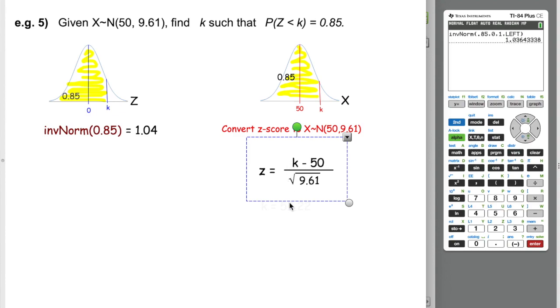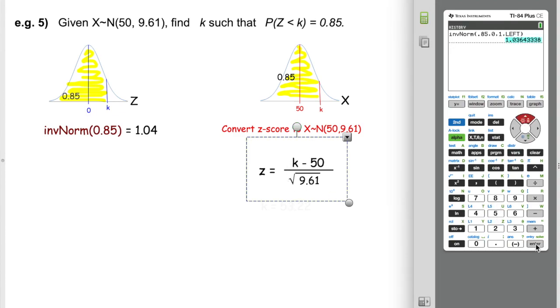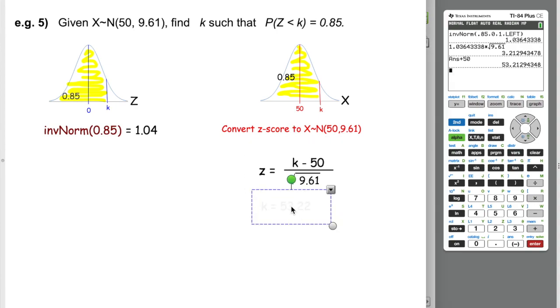Okay, so let's calculate k. I have 1.04, so I'm going to recycle this number, times the square root of 9.61, and then that's k minus 50, so plus 50. Okay, and as a result, k must equal 53.22.